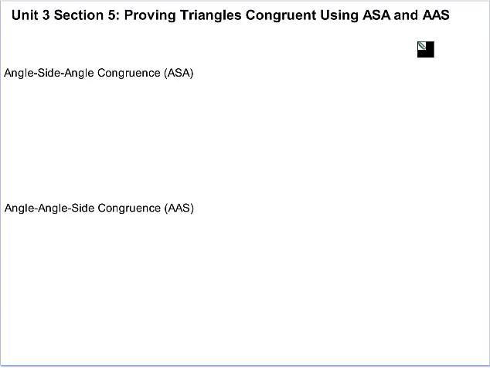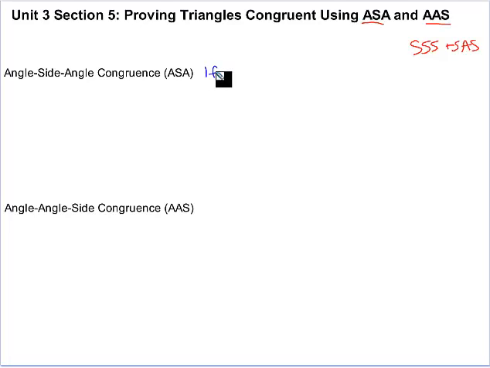All right, this is Section 5 from Unit 3 on proving triangles congruent using angle, side, angle and angle, angle, side. In the previous section, we talked about side, side, side and side, angle, side. These two are just two other ways that we can prove that triangles are congruent by only showing three corresponding parts congruent. So, angle, side, angle congruence.